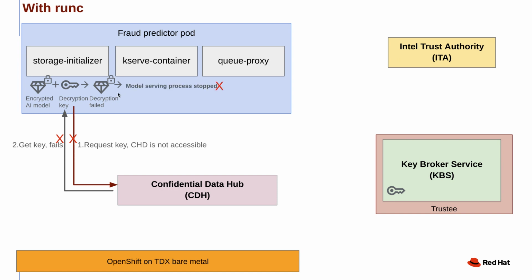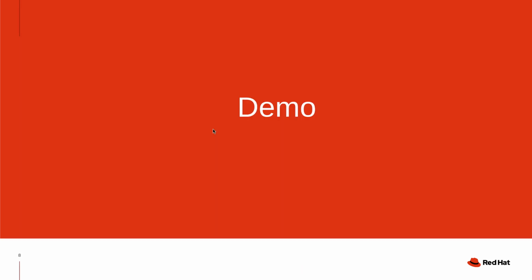So this means that the model cannot be served because it cannot get a decrypted AI model. So this picture shows that without the TDX, the encrypted AI model cannot be decrypted successfully because it fails to get the decryption key. Okay. Next, let's switch to the demo part.